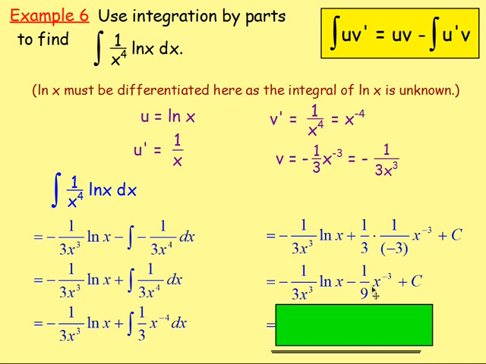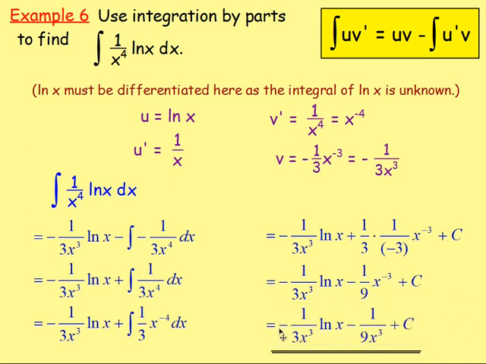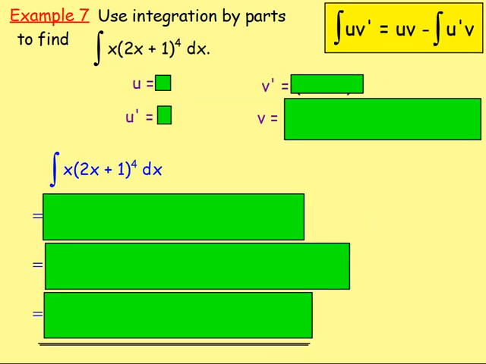After that, you could take that one step further. You've got a negative index here for x cubed, so if you move that to the bottom line, you've got negative 1 over 3x cubed, ln x, take away 1 over 9, and just move that x to the power of negative 3 down to the bottom, so you've got the x cubed, and then you've got that plus c.